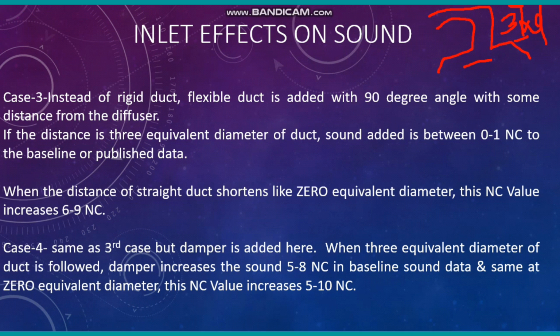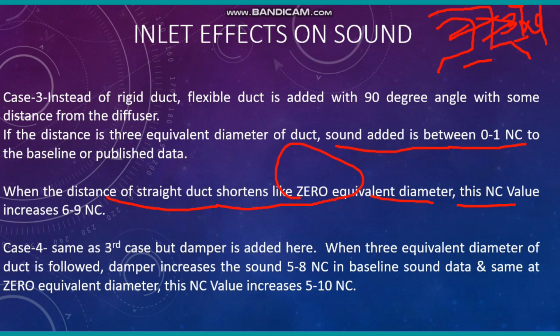So if the distance is 3 equal in diameter of the straight duct, then sound added is between 0 to 1 NC only. Okay, when the distance of the straight duct shortens, like 0 equal in diameter, meaning this distance we are reducing to 0, this NC value will be increased to 6 to 9 NC.